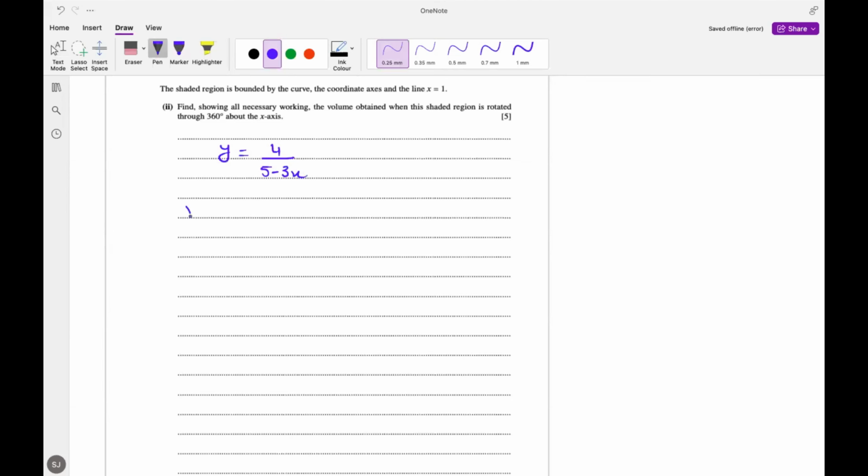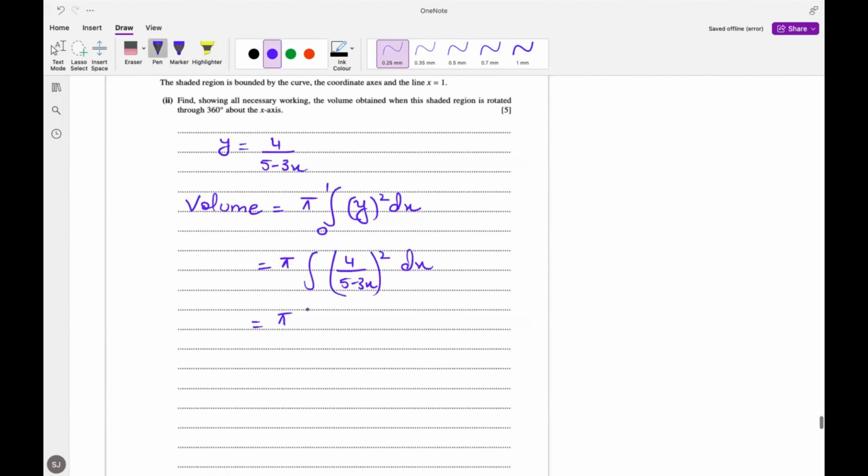To find the volume, we apply the formula pi times the square of the function y, with the limits. In this case, the limits are 1 and 0. So the function y is 4 upon 5 minus 3x whole squared. Integrating this, we'll get pi into 16, and this will become (5 minus 3x) to the power minus 2 dx.